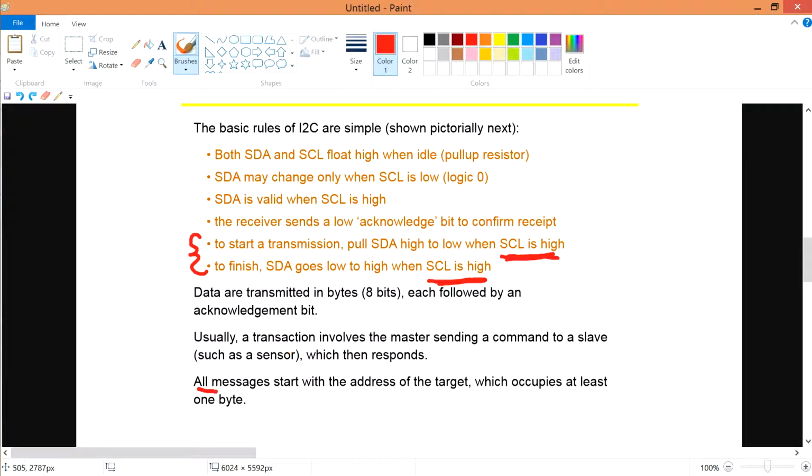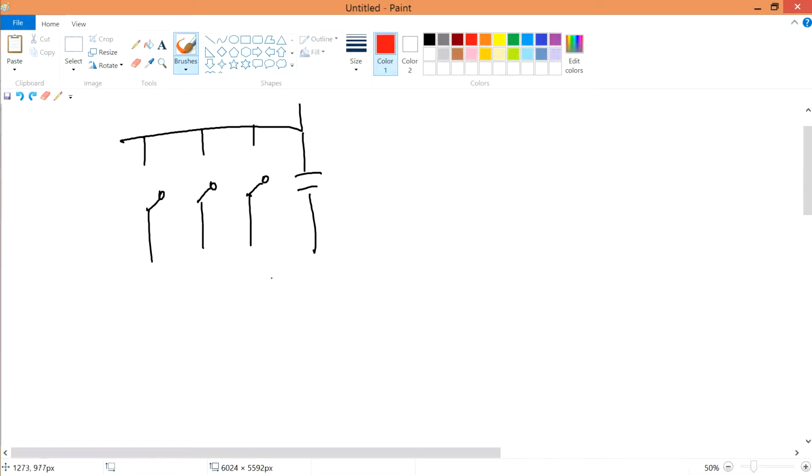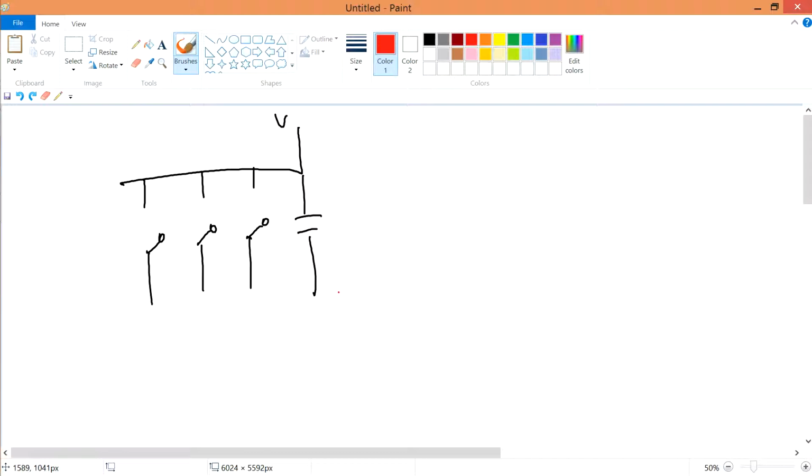So all these messages start with the address of the target, which occupies at least 1 byte. So in other words, for example, you have 1 byte, you have 8 bits. I would believe one of the bits is being used to actually talk to the master, or talk to the Arduino. Because once you receive the stuff, you also need to tell, because if you receive, for example, how do I say?